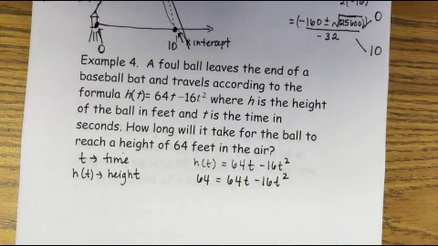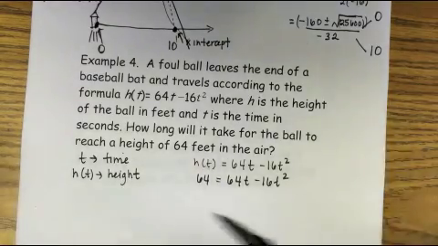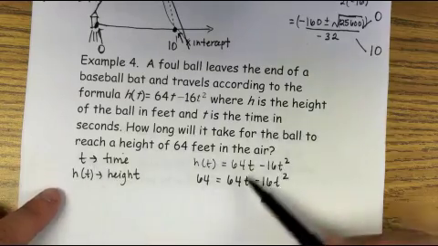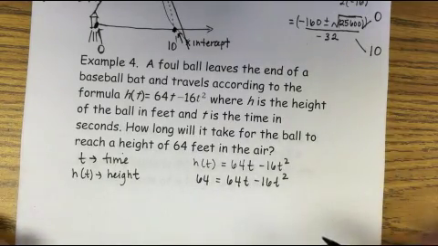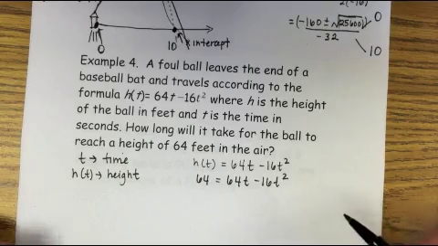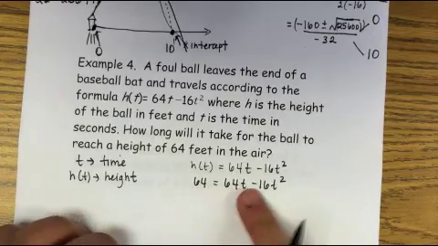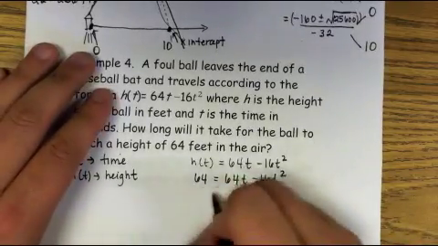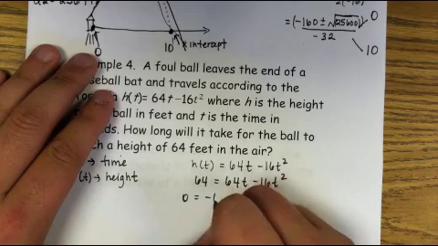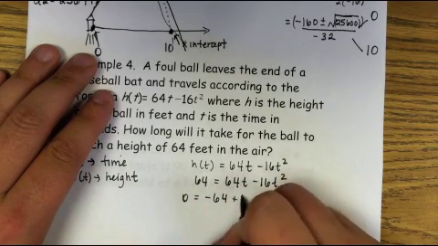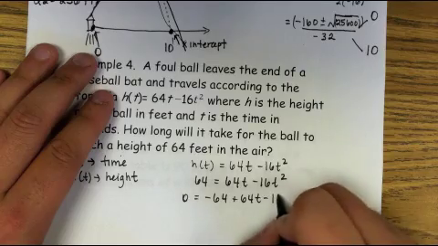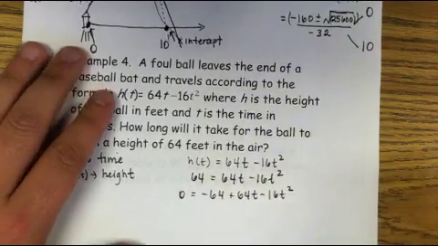Okay, so now what are you going to do from here? We want to know how long will it take. How long meaning the time. Time is t. So how do you solve for t? Quadratic formula. So to even start this, what do you need to do? Move the 64 over and get it set equal to 0. So I have 0 equals negative 64 plus 64t minus 16t squared.